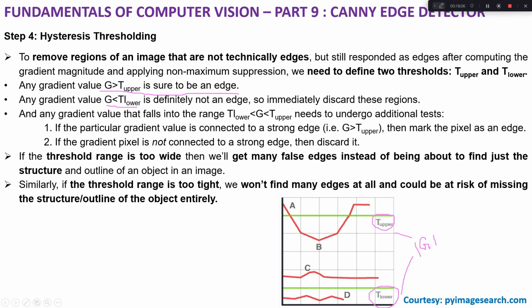So by applying this hysteresis thresholding technique, we can eliminate the noise and retain the edges belonging only to the object in our image. Thereby, the edge of an object can be easily determined and it will be robust also. So now let us look at the implementation part.